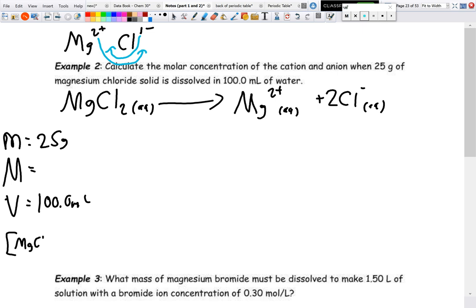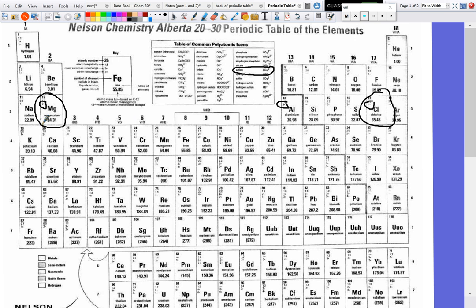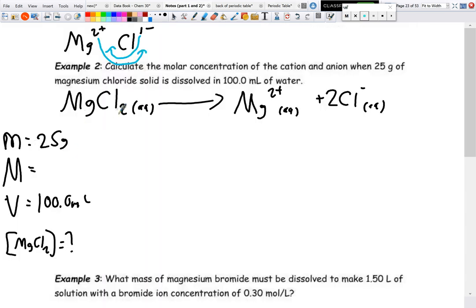All right, so mass is given, 25 grams. Now molar mass obviously isn't given, but we can go back to our periodic table. We have 1 magnesium and 2 chlorines, right? So we add the molar mass of 1 magnesium and 2 chlorines together, and you should get a molar mass of 95.21 grams per mole. The volume is 100 milliliters, and of course the concentration we don't know.